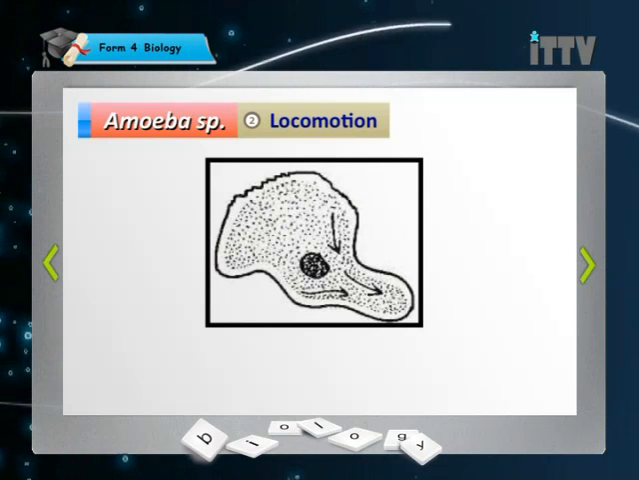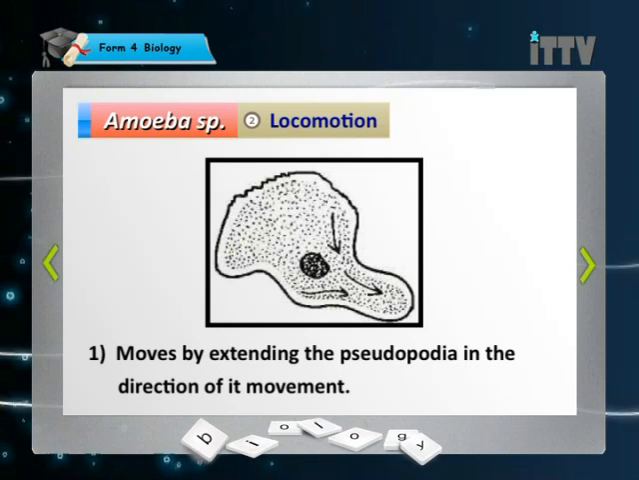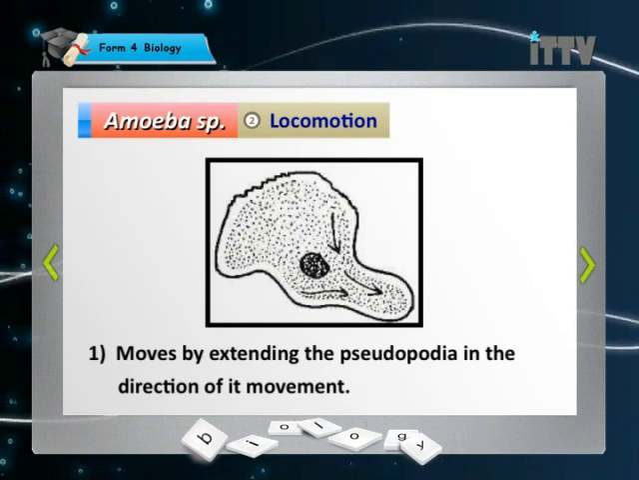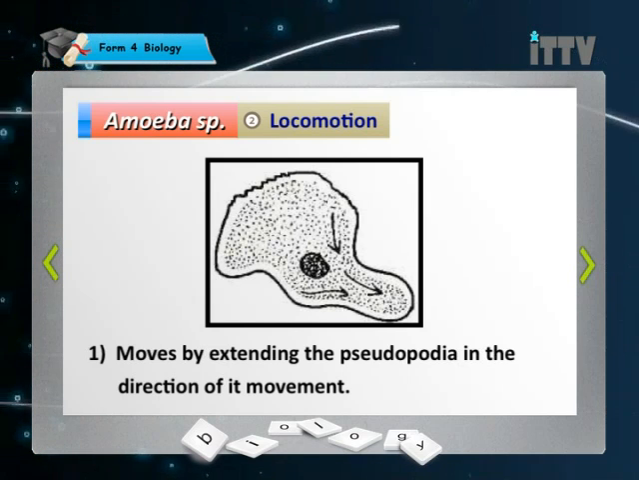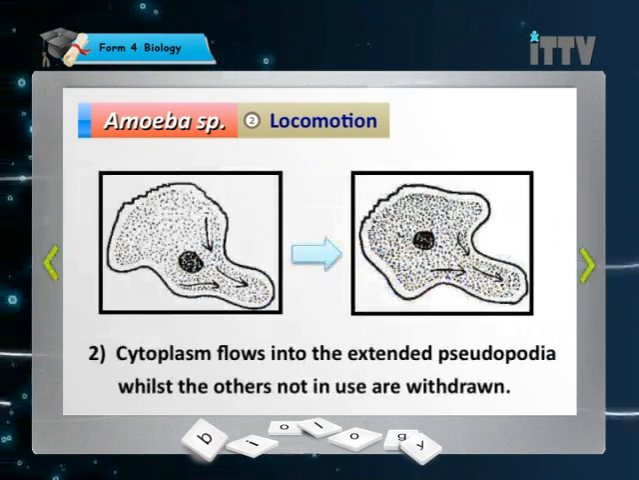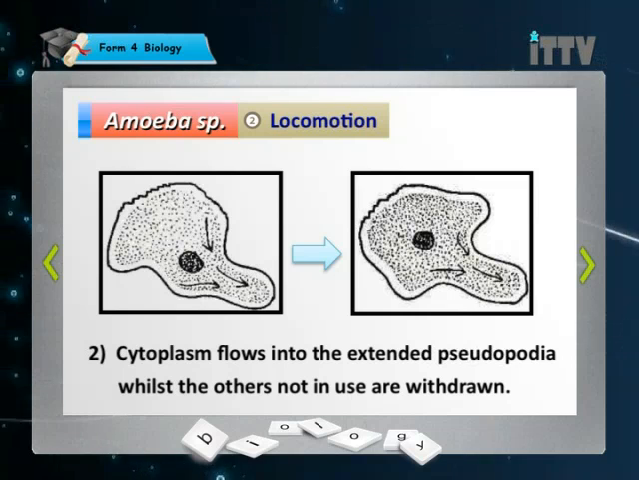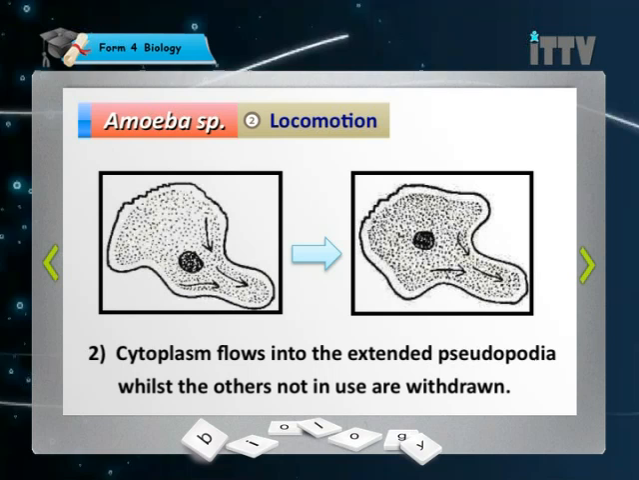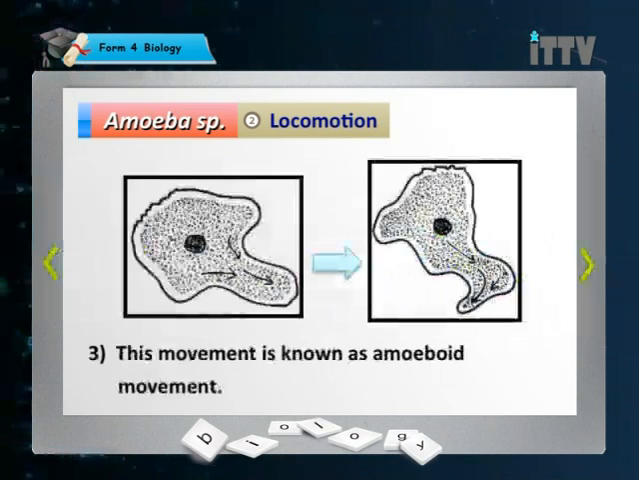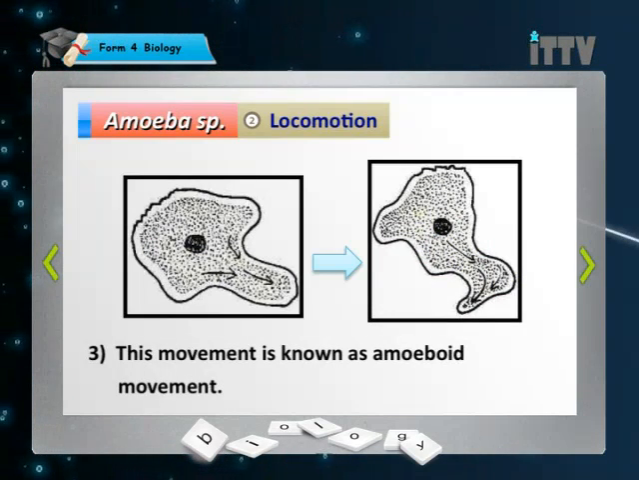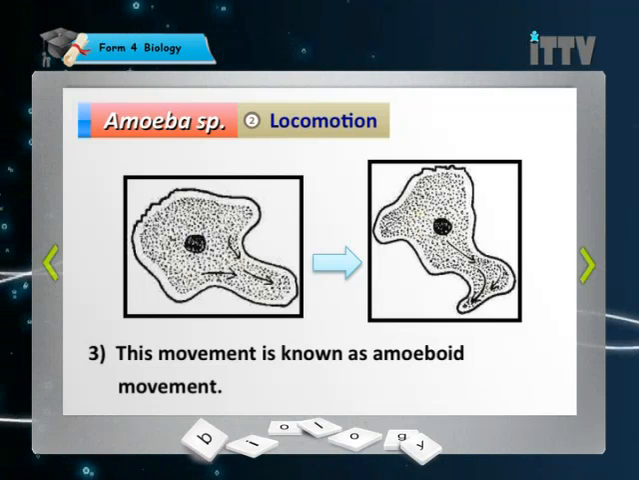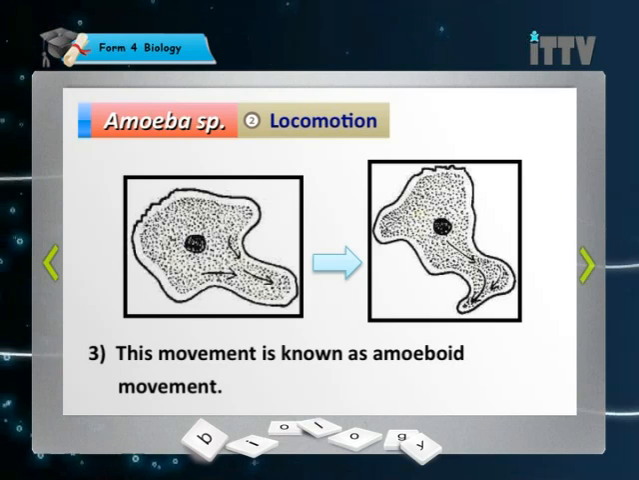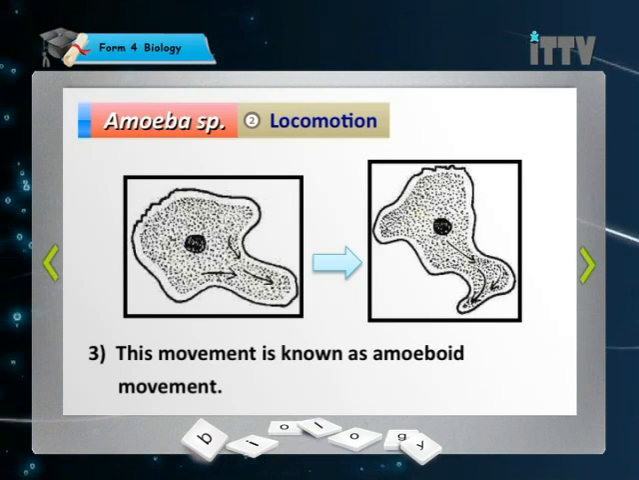As you can see, I've put for you a step-by-step guide on how it moves. Now check out the first diagram. You can see that it moves by extending the pseudopodia in the direction of its movement. And as the cytoplasm flows into that area, a pseudopodia is formed. Next, the cytoplasm flows into this extended pseudopodia, whilst the others not in use are withdrawn. Therefore, you can see that the cytoplasm is flowing from the left to the right of the amoeba. And eventually, the amoeba has made a certain type of movement. This movement is known as the amoeboid movement.